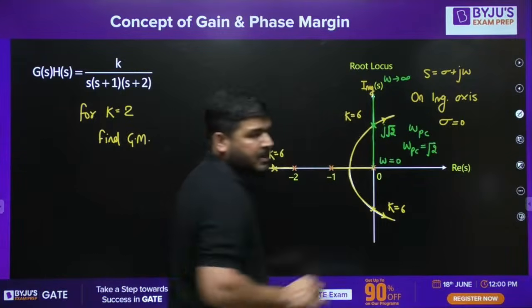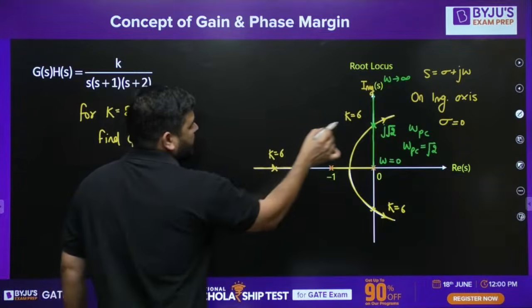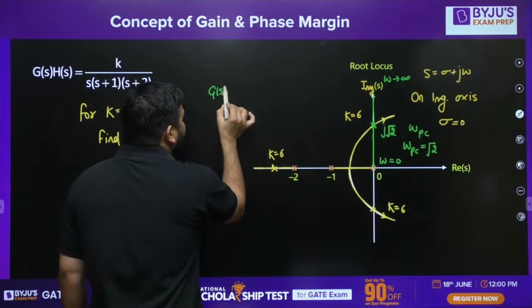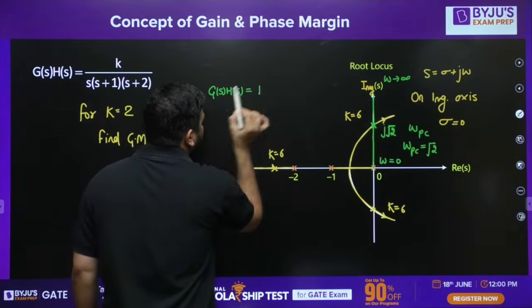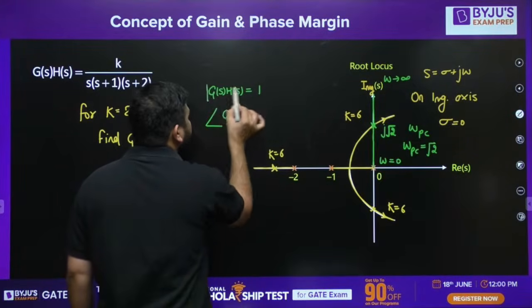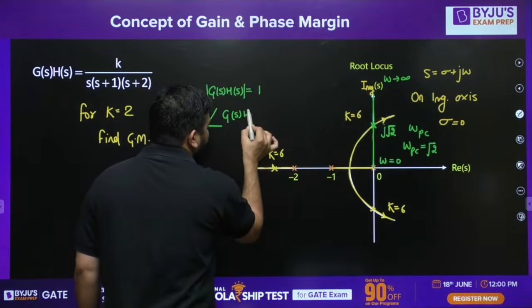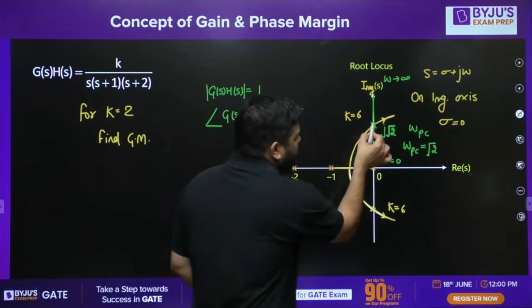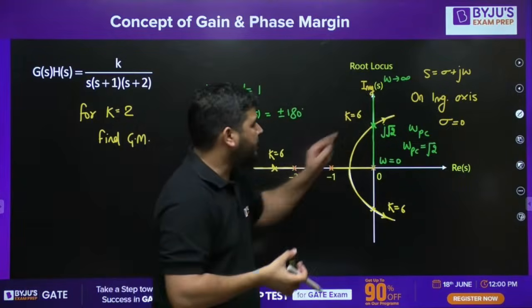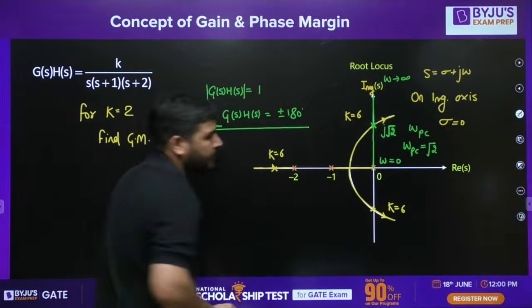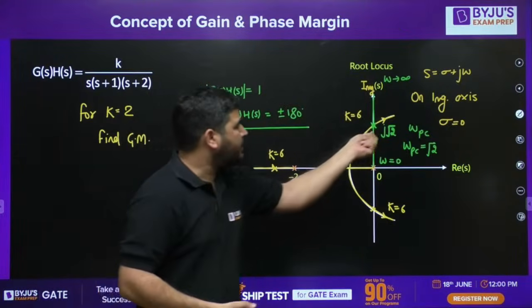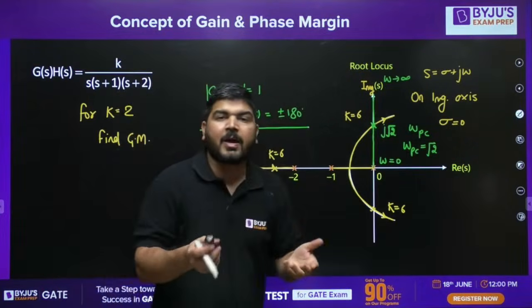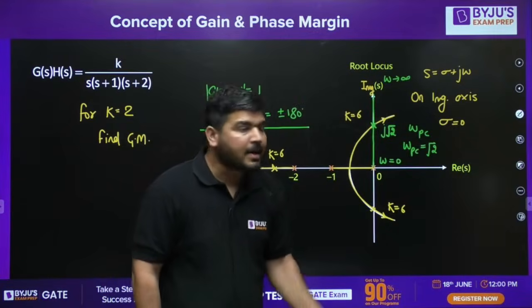Why am I calling this omega pc? Because I know that on root locus the Evans conditions are satisfied. What are the Evans conditions? The magnitude of G(s)H(s) equal to 1 and the phase of G(s)H(s) equal to plus minus 180. Since this point lies on the root locus, it satisfies this condition. It means the phase of G(s)H(s) at j root 2 will be plus minus 180, and this is the definition of omega pc.